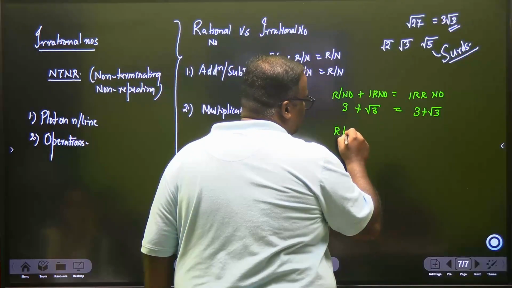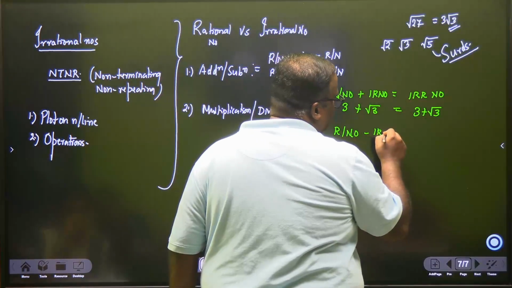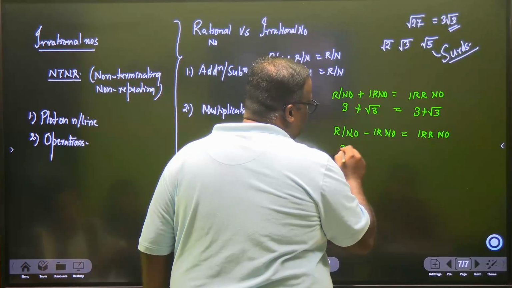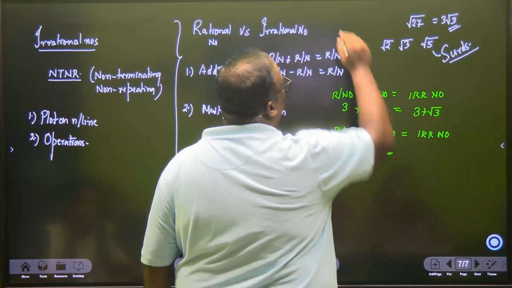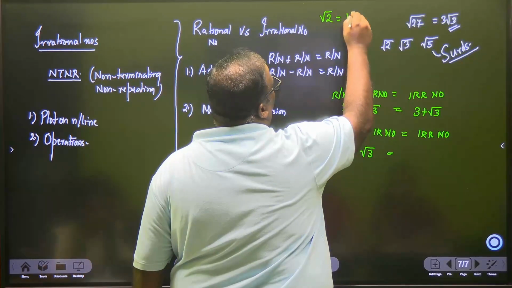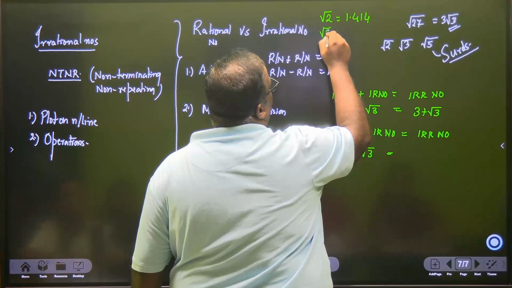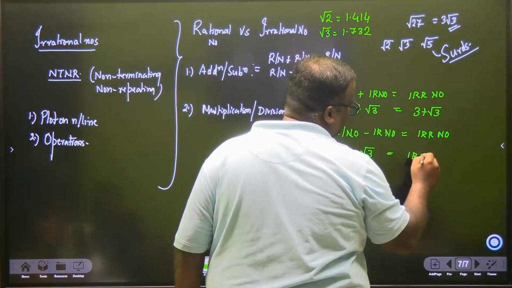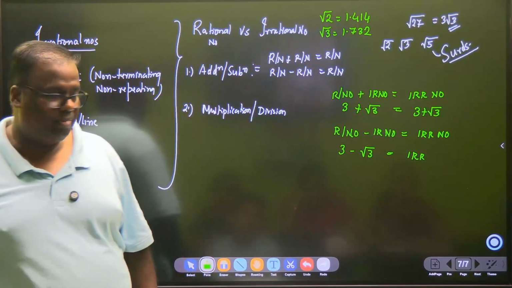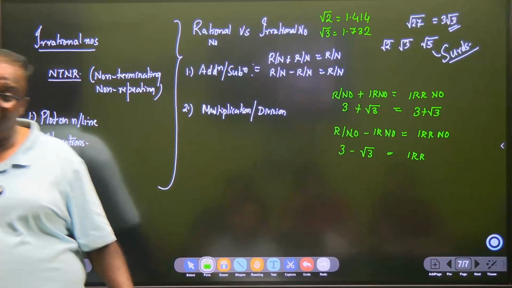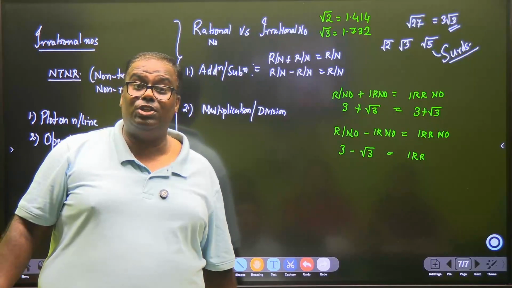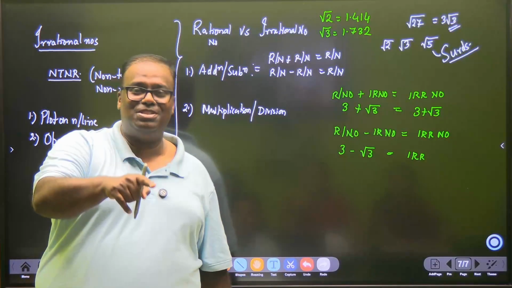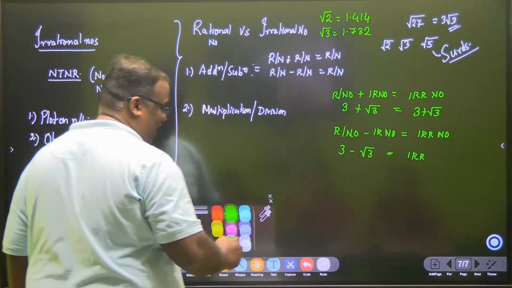A rational number minus an irrational number will also give me an irrational number. 3 minus root 3. Root 2 and root 3, two values you should always know. Root 2 is 1.414 and root 3 is 1.732 roughly. So this will also be irrational. Clear? How about irrational minus irrational? Root 3 minus root 3 is 0. Sometimes irrational, sometimes rational. That is the thing.